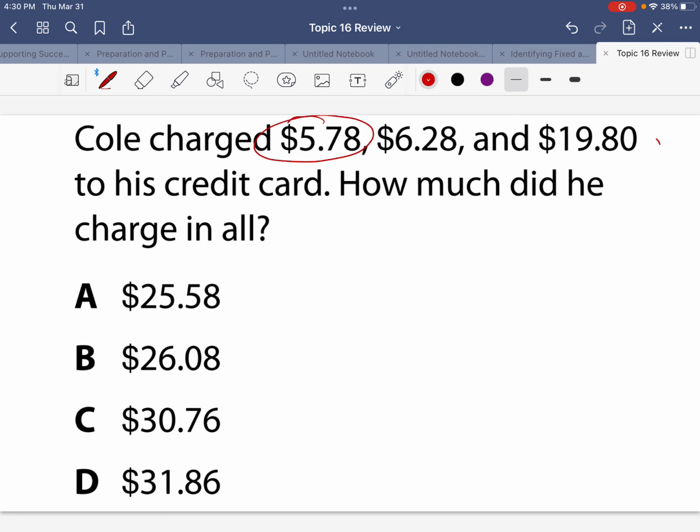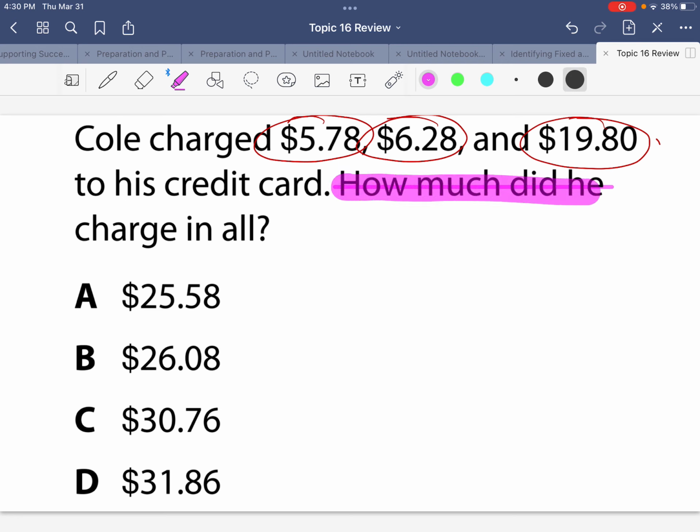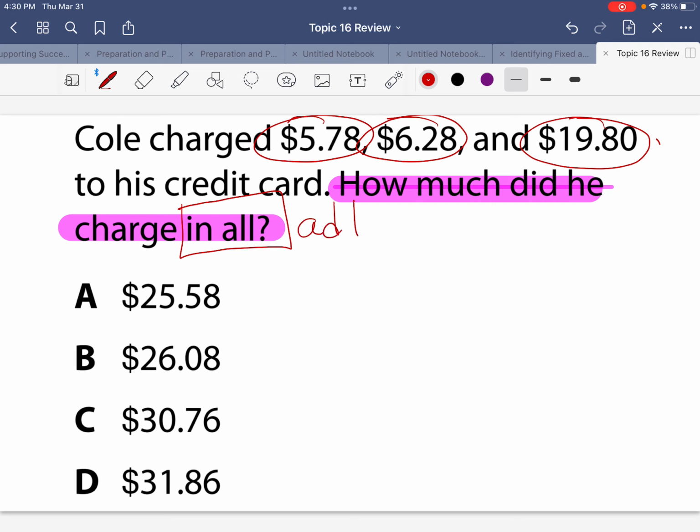$5.78, $6.28, $19.80. Now I'm going to underline my question. How much did he charge in all? And I'm going to box in my keyword, in all. If it says in all, I'm going to add.